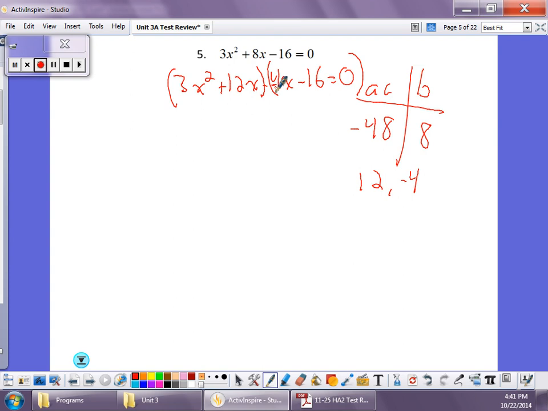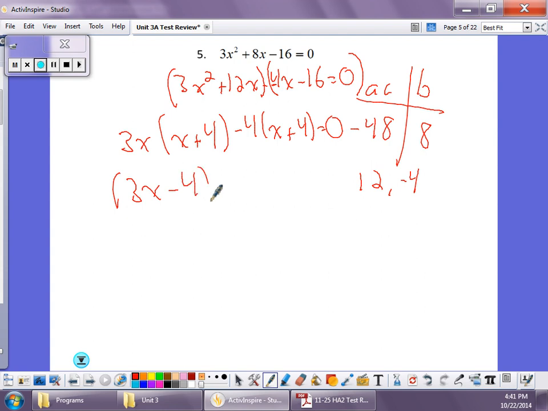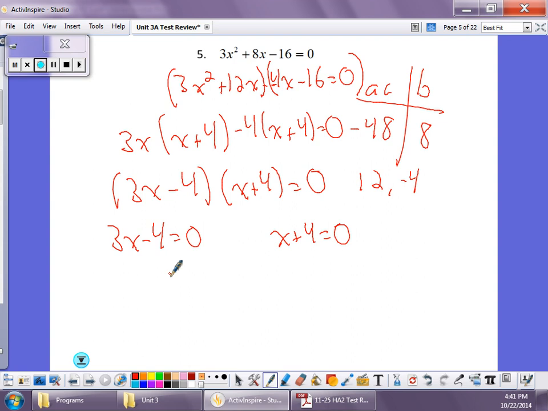Remember, make sure I don't lose that negative. So I can factor out a 3x, and I'm left with x plus 4. Factor out a negative 4, x plus 4, and that equals 0. So now I have my outside factors, and then what I was left with from the inside, I just write that once. And then I would set each of those separately equal to 0. 3x minus 4 equals 0. So you get x equals 4/3 from the left and negative 4 from the right. And that would be your final answer.